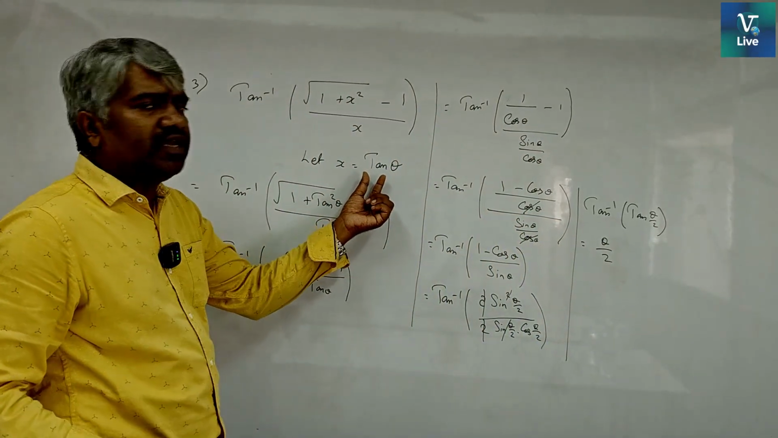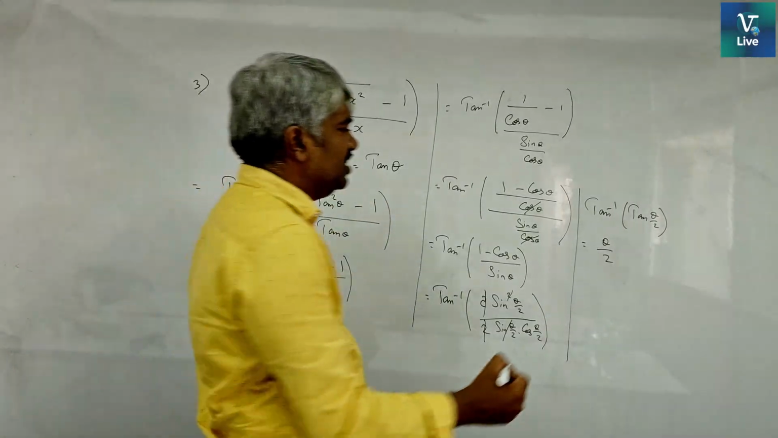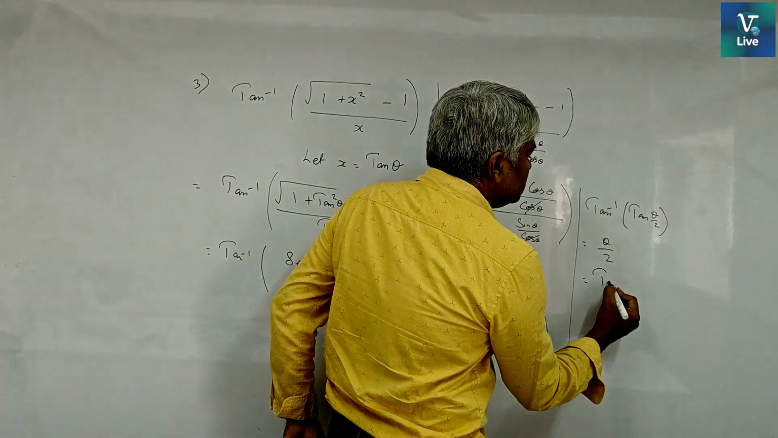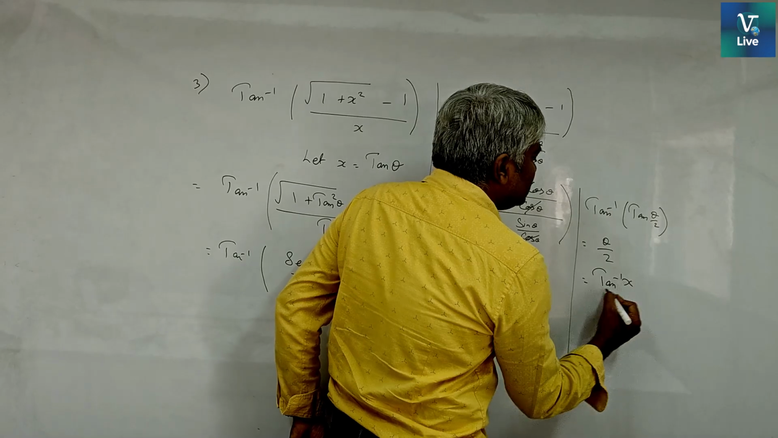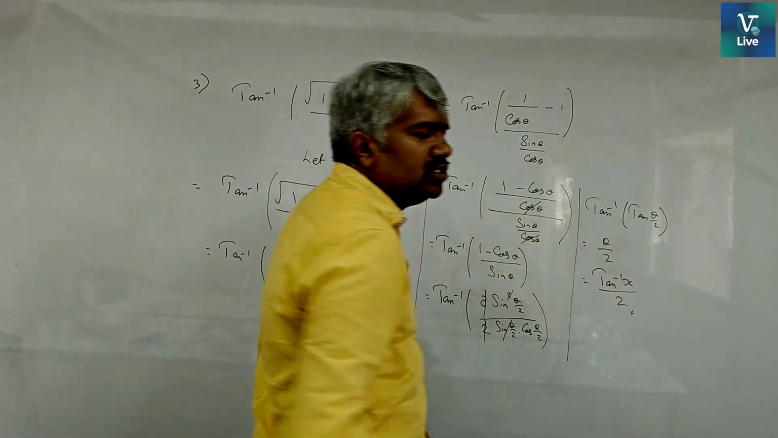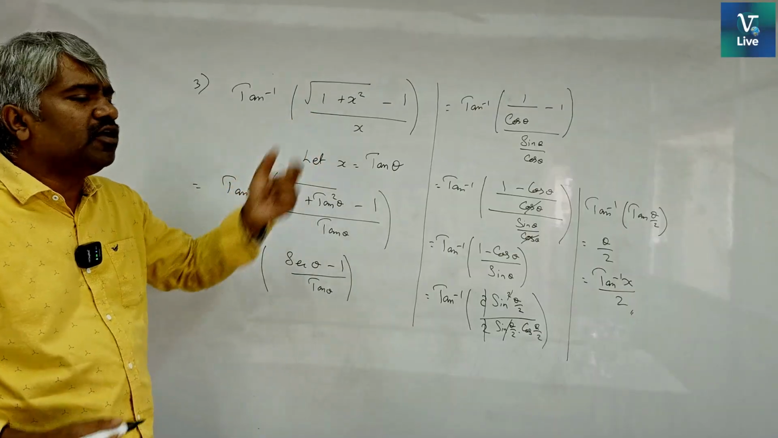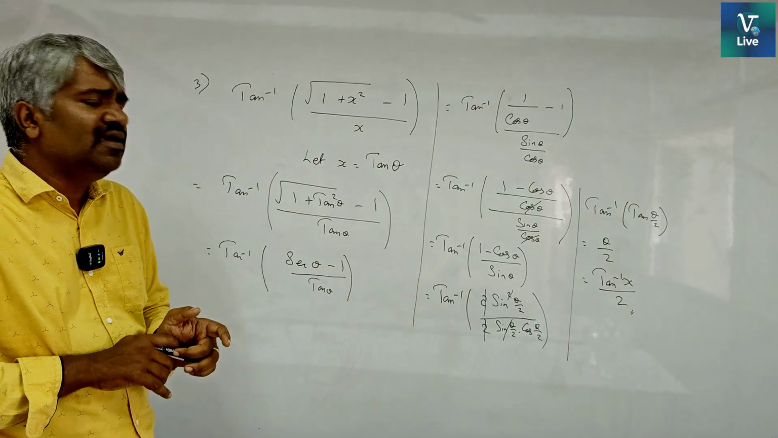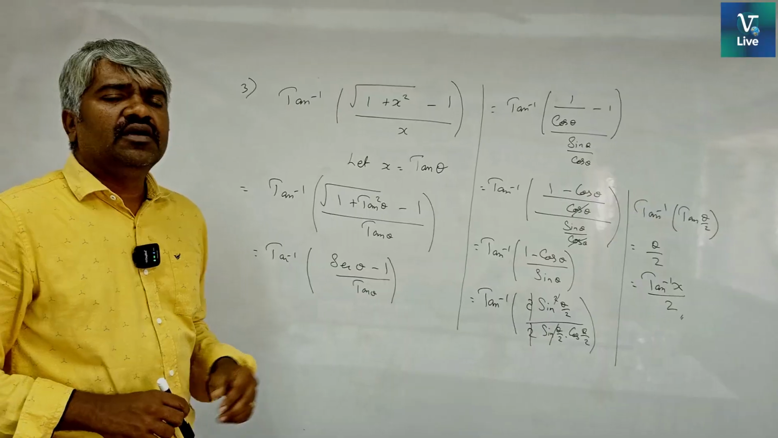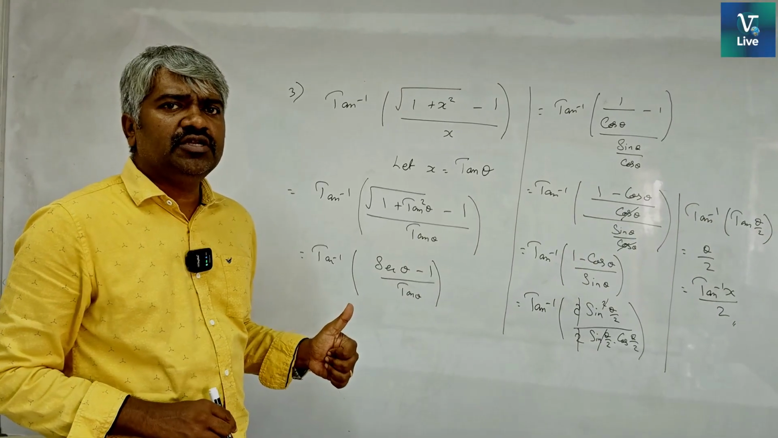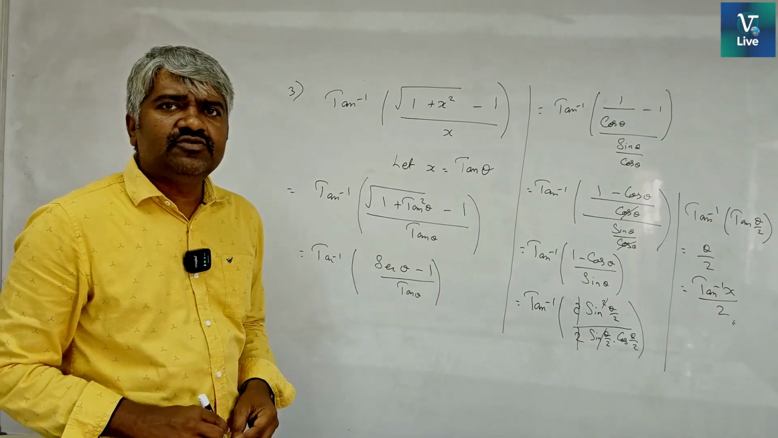What is theta over here? Theta is nothing but tan inverse of x. So your answer is tan inverse of x by 2. So this is the simplest form of the expression, tan inverse of root of 1 plus x square minus 1 by x. I hope you are clear with the solution. We'll go to the next question.